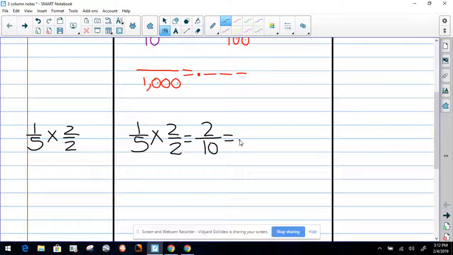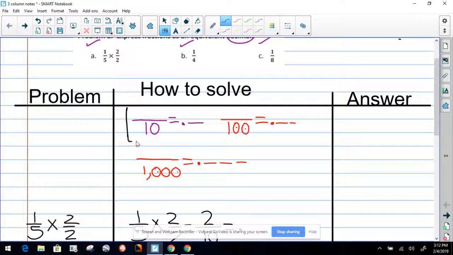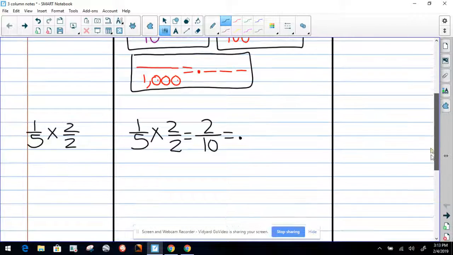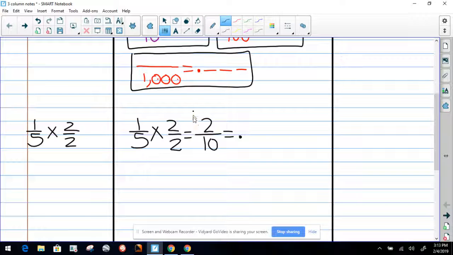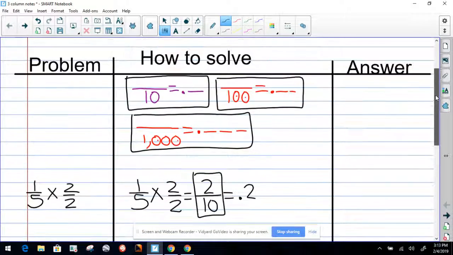Now we'll write a decimal, and if we look at our help up here, our little box right here, when you're doing a tenth, then you write it with only one place. If you're doing hundredths, then you write it in two places. And if you're converting into thousandths, you need three places. So now this one is only one place. So that's going to be 2/10. So now we have the answer for the first multiplication of fractions.